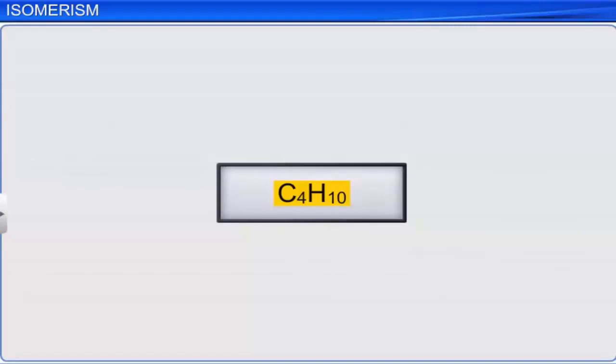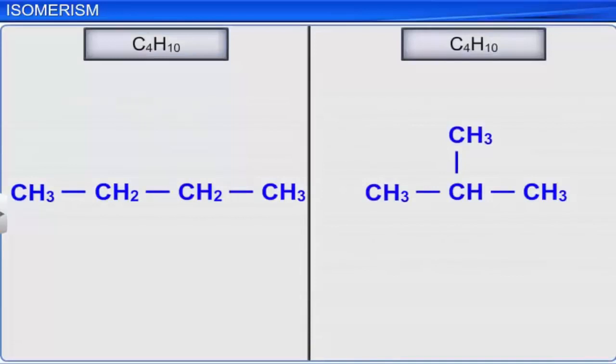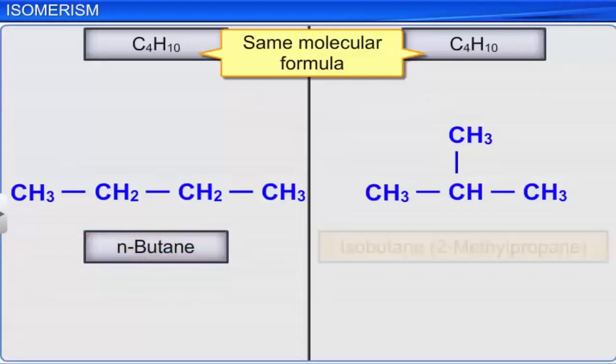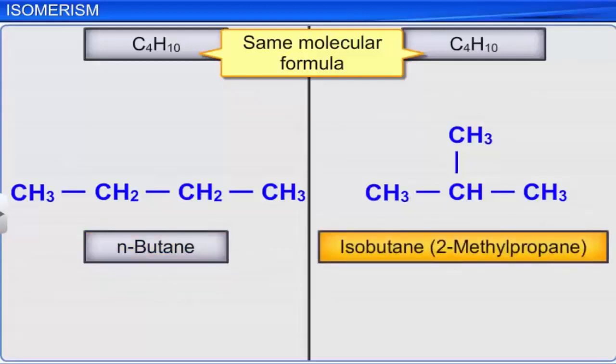Let's take a compound with the molecular formula C4H10 to understand this concept. If we were to draw the structure of C4H10, we could draw it in the 2 ways shown here. Both the compounds have the same number of atoms, that is, 4 carbon atoms and 10 hydrogen atoms. Thus, their molecular formula is the same. The name of the first compound is N-butane and the second compound is isobutane or 2-methylpropane.